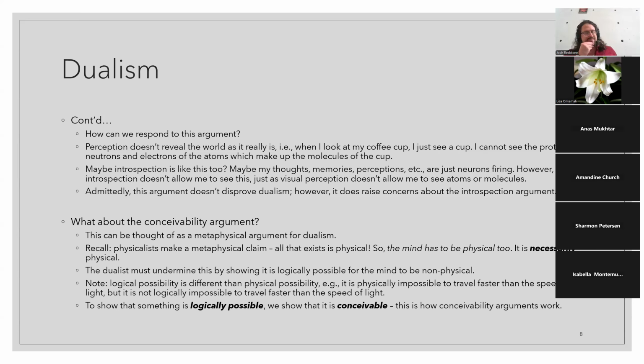So maybe introspection, insofar as it is a sense, it's a type of perception. Maybe it doesn't reveal the way things really are. Maybe my thoughts, my memories, my emotions, everything I perceive, maybe they really are just neurons firing, but my introspection doesn't allow me to see this. Just like my visual perception doesn't allow me to see the paper fibers of the cup or the molecules or the atoms. Now, this doesn't disprove dualism, but it does raise concerns about the introspection argument.